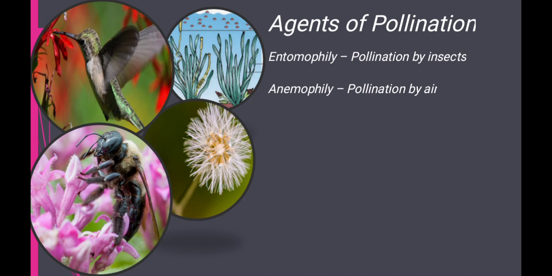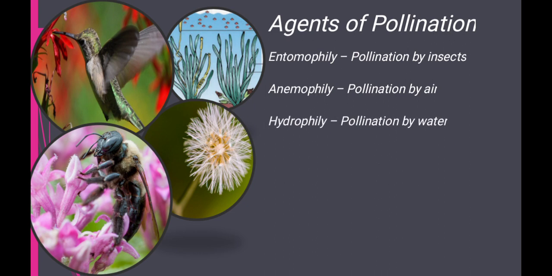Pollen grains are light and dusty. Abundant production of pollen grains because of high wastage of them. Stigmas are hairy and well exposed to catch wind-borne pollen. Example: maize, wheat, grass, pine, etc.